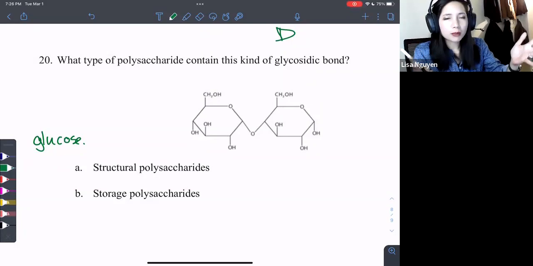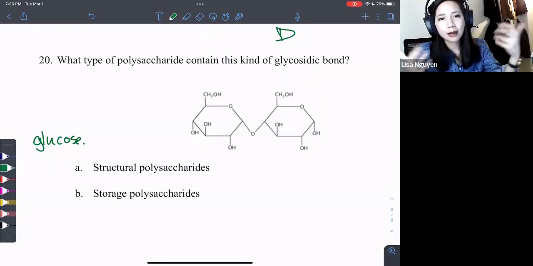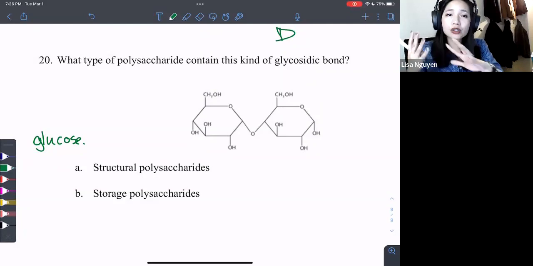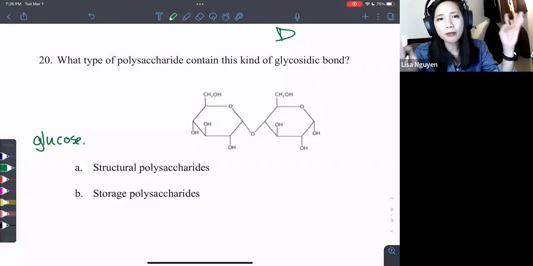It's funny, you remember the secret to chemistry: composition and structure dictate chemical properties and behaviors. So in this case, structural and storage polysaccharides have the exact same composition. They're all made of glucose subunits, but it's their structure that's different.